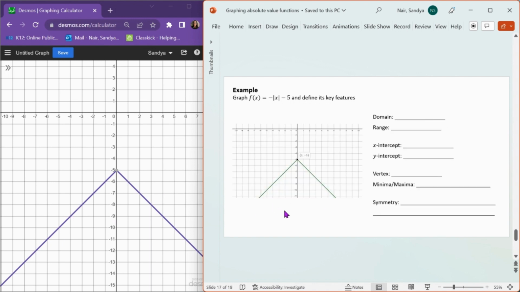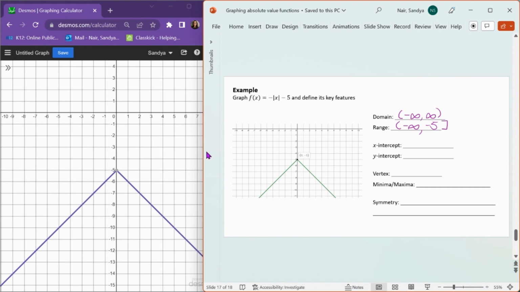So now let's define its key features. Okay, so the domain, it's going to include all real numbers, right? So it's going to go from -infinity to +infinity. The range is going to be interesting because this graph actually has a highest point, right? So it's going to be -5 and it's going to be all values below -5. So actually the lowest value in my range is going to be -infinity, right? Because it's going to go from -infinity up to -5, right? Because remember, we go lowest to highest when we're talking about domain and range.